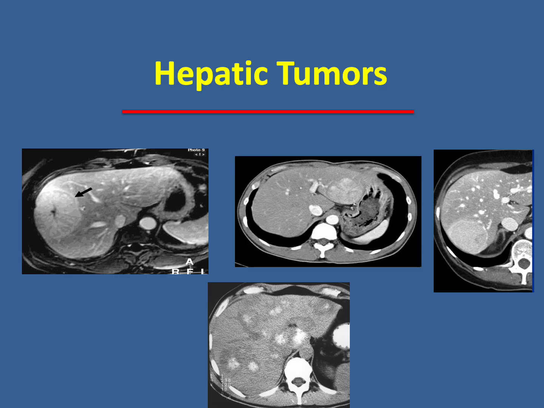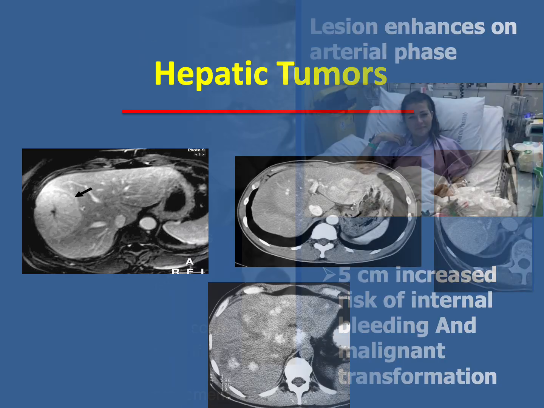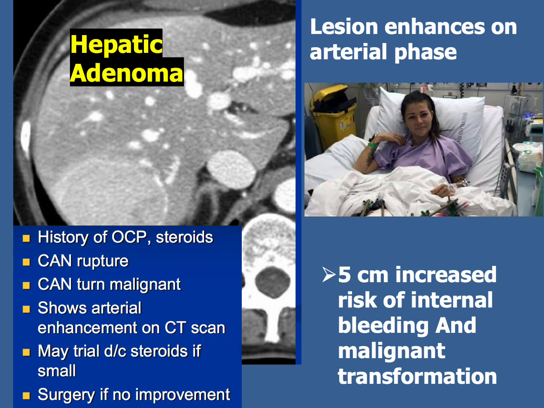Hepatic tumors. Hepatic adenoma is a rare benign epithelial liver tumor frequently associated with oral contraceptive pill intake. The lesion enhances on the arterial phase. Hepatic adenomas are benign, but carry a risk of hemorrhage and malignant transformation. Elective resection is recommended in all men with adenomas of any size and in women with tumors larger than 5 centimeters.